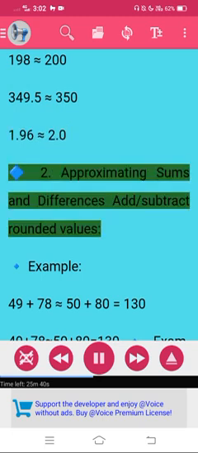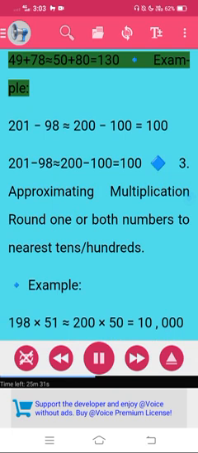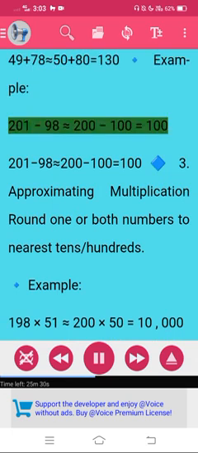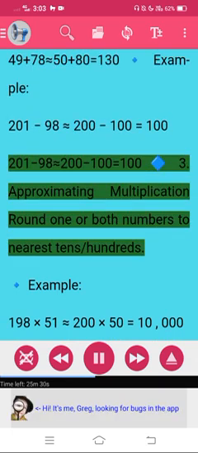Large diamond 2. Approximating sums and differences. Add or subtract rounded values. Small diamond example. 49 plus 78 approximately equals 50 plus 80 equals 130. Small diamond example. 201 minus 98 approximately equals 200 minus 100 equals 100.